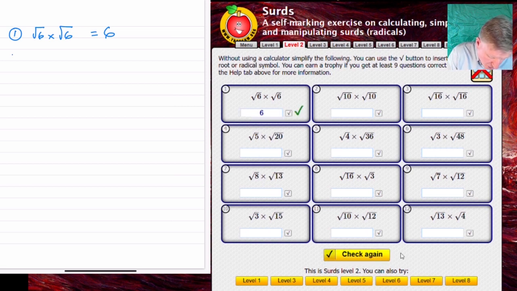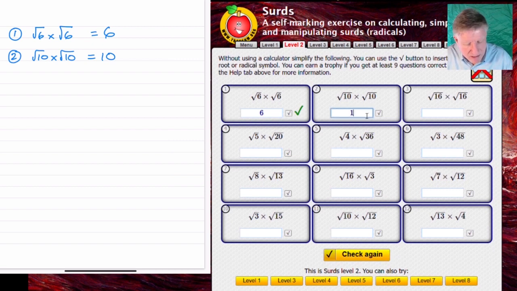So question 2 is root 10 times root 10. That must of course be equal to 10. I'm getting the pattern here. I don't need to do any working out for this next one. Now, what about root 5 times root 20?